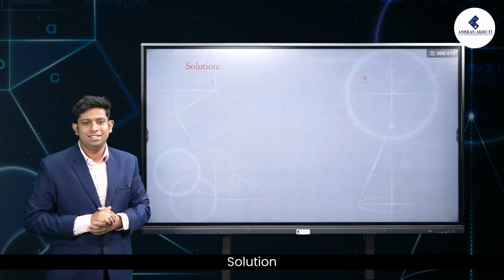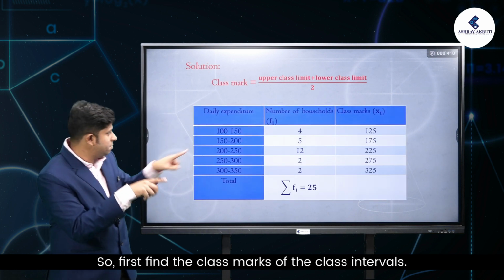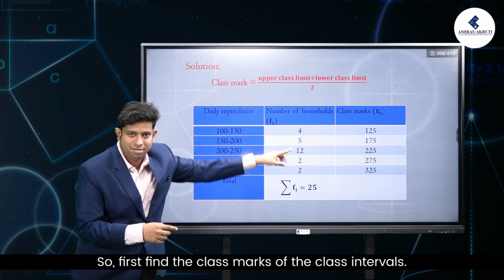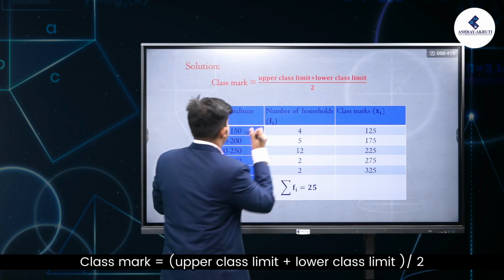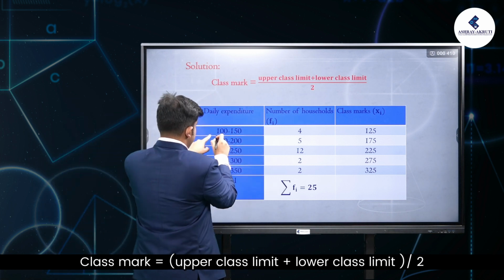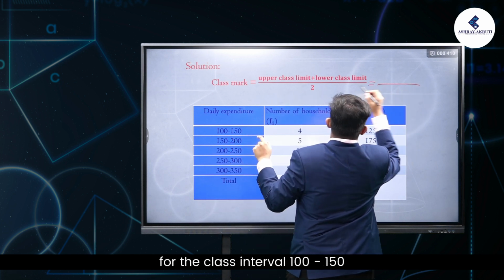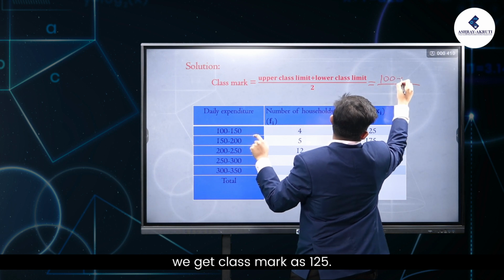Solution. The given table consists of grouped data. So, first find the class marks of the class intervals. Class mark is equal to upper class limit plus lower class limit by 2. For the class interval 100 to 150, we get class mark as 125.